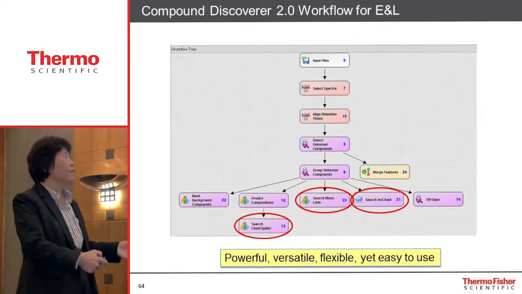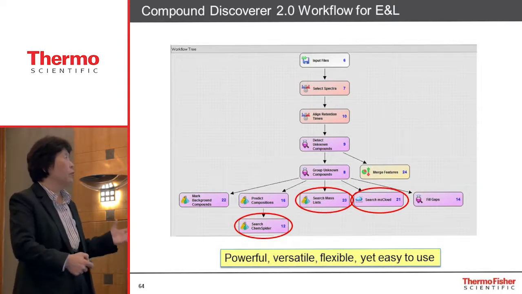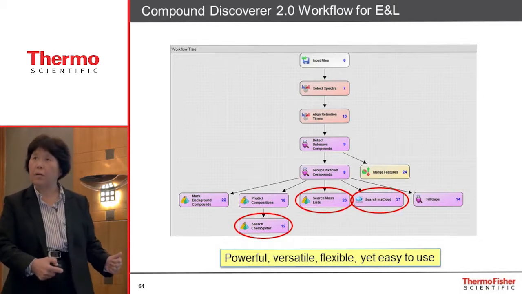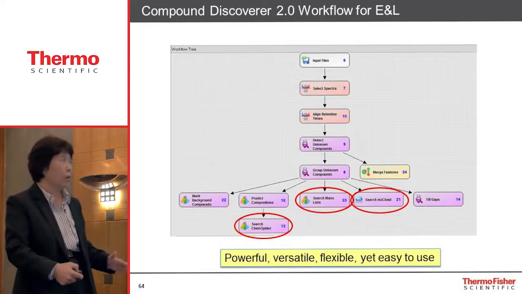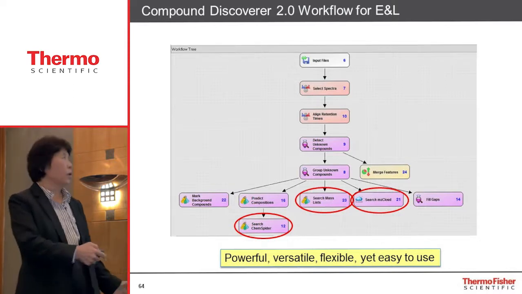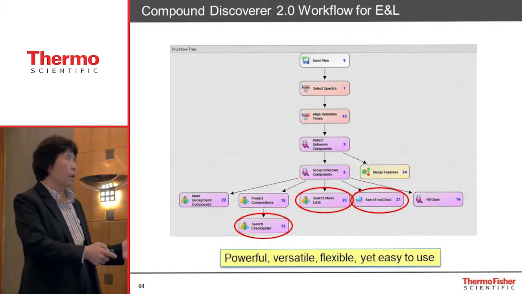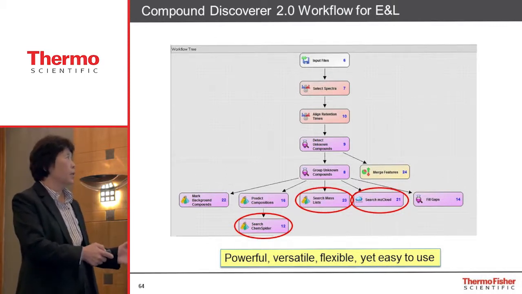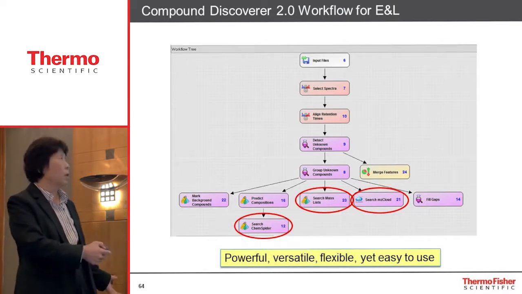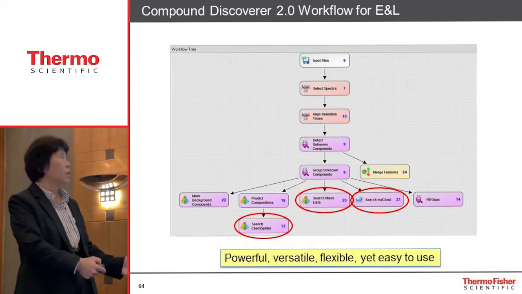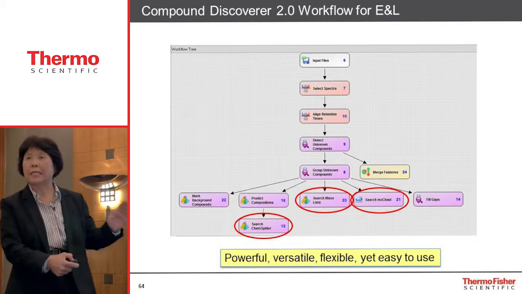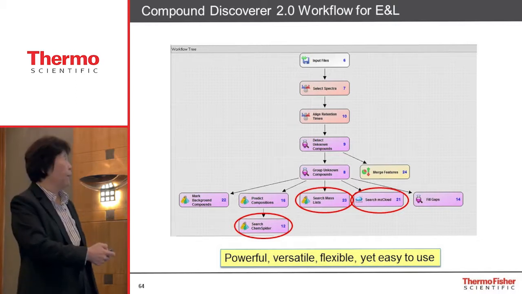So this is a very powerful software. It's versatile, it's flexible, yet easy to use. Normally, when the software is powerful, it's hard to use. Not for Compound Discoverer. If you don't want to spend the time at the beginning, you can simply use the built-in wizard. All you need to do is follow the wizard and use the built-in template. Literally in 15 minutes, you can start to process your data.